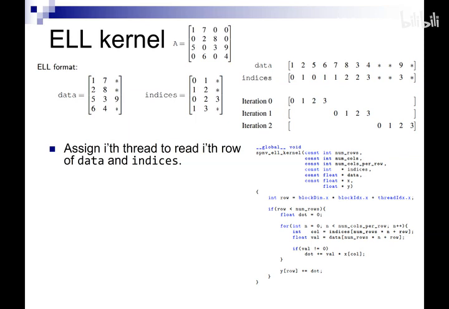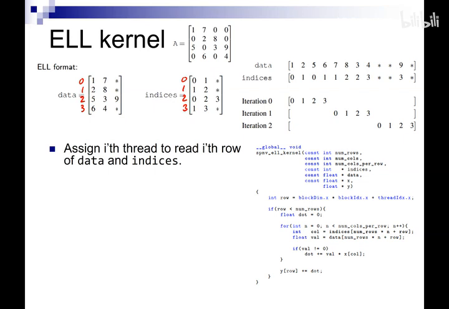Okay, so the way that we're going to compute with the ELL format is we're going to assign one thread to process each row of data in indices. Suppose you have 4 threads. Then we're going to assign thread 0 to process the first row of data in indices, right? So 0 is going to go here, and then 1, and then 2, 3. So that's going to be 4 threads, 1 for each row of data in indices.